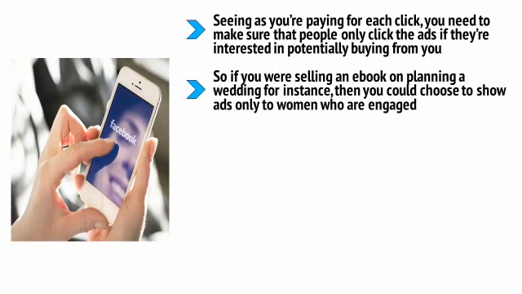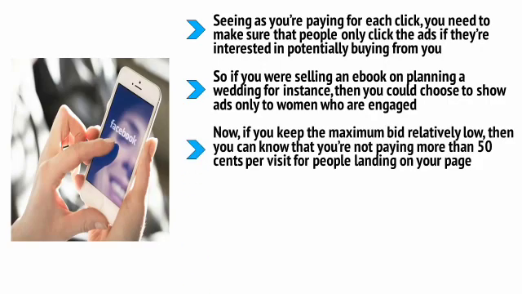So if you were selling an ebook on planning a wedding, for instance, then you could choose to show ads only to women who are engaged. This way, there will be a much higher chance of them being interested in your books. Now, if you keep the maximum bid relatively low, then you can show that you're not paying more than 50 cents per visit for people landing on your page, and that all those visits will be from engaged women. If you sell an affiliate ebook for $100 and keep 75 of that, then you can afford to pay for 150 visitors and only make one sale.